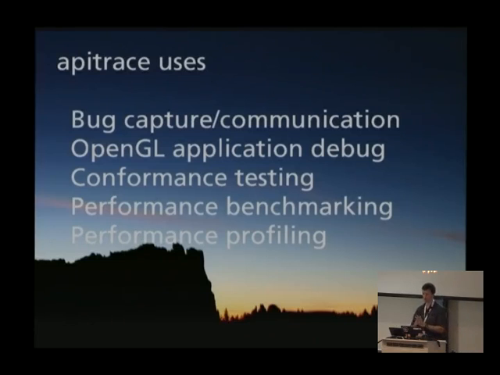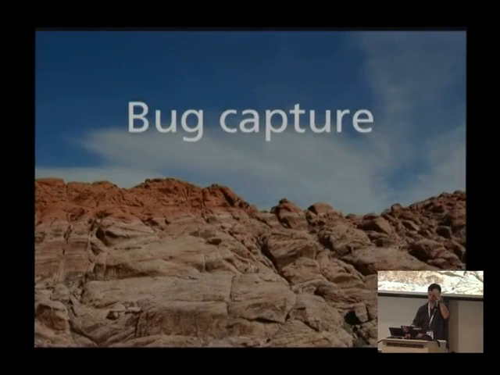relatively speaking. I've identified 5 different reasons why API trace is interesting. One is to actually capture bugs, for bug reporting and bug communication. One's for debugging an application, doing conformance and performance testing, benchmarking, and performance profiling. I'll go through each one of these. That's really the outline of the rest of my talk, because it's 5 different use cases. The first one is bug capture.